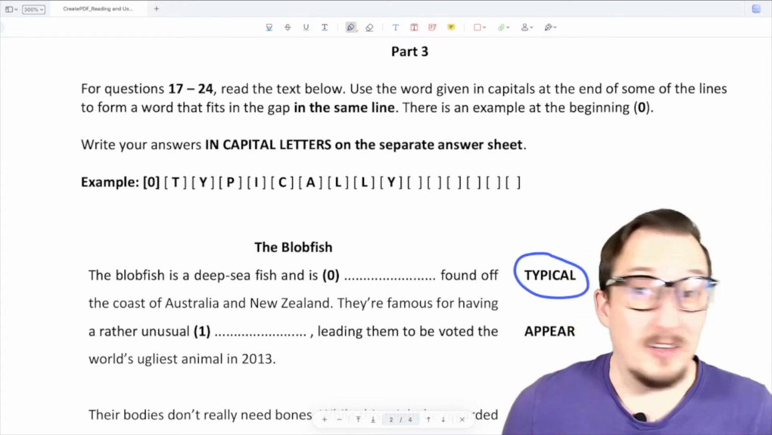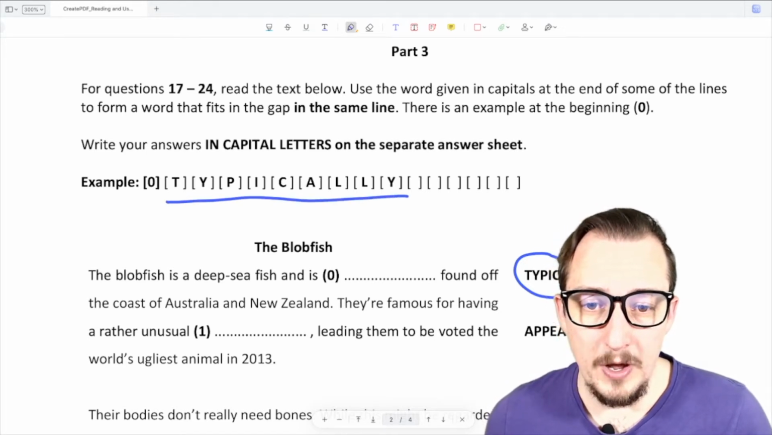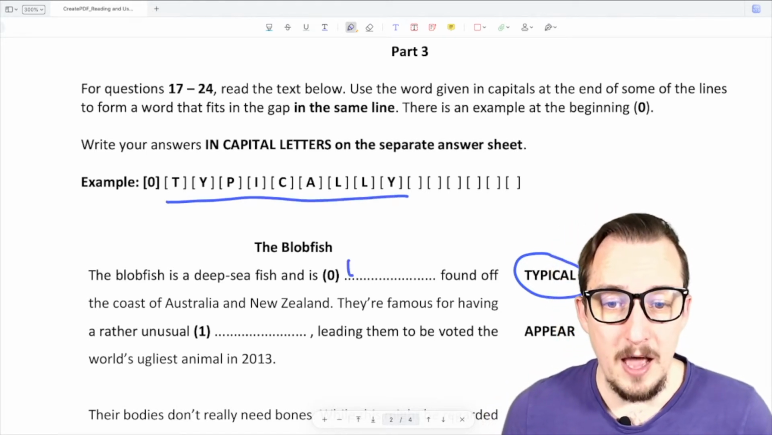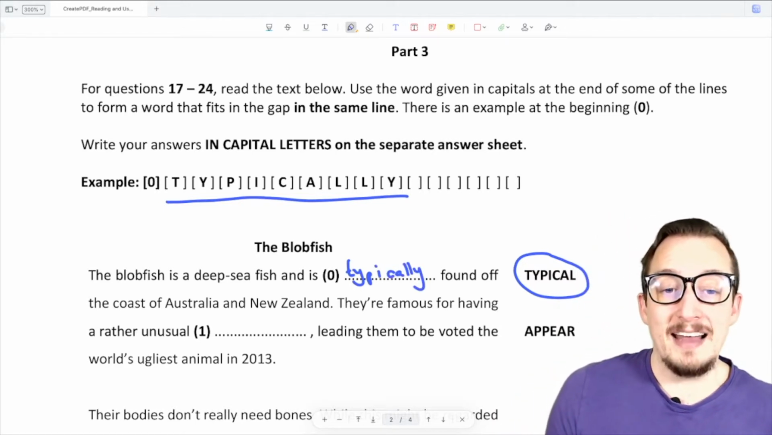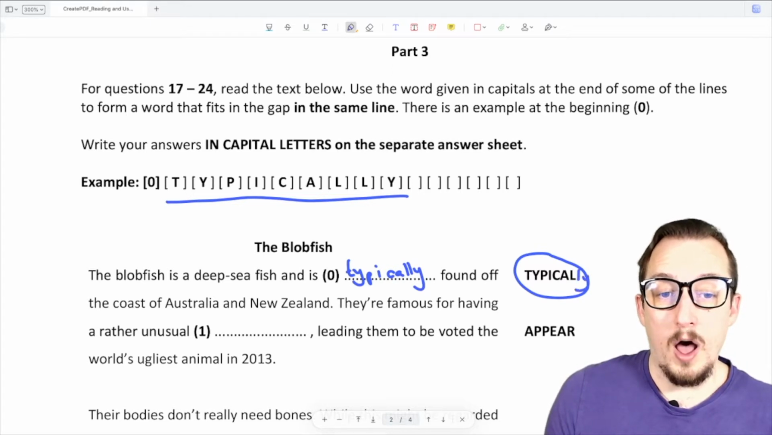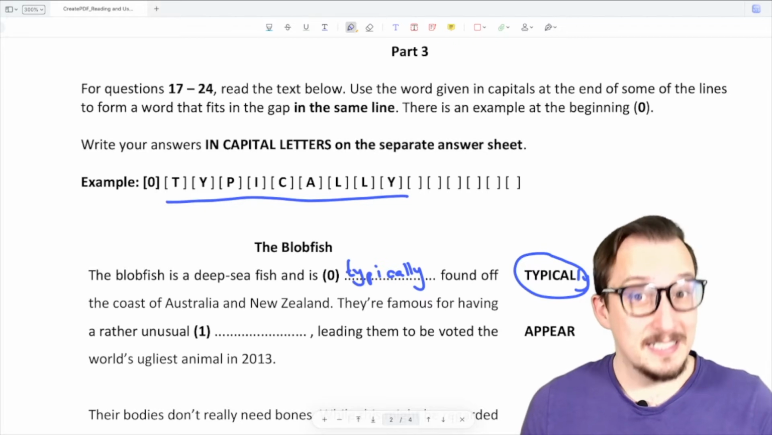And we actually have the answer because it's the example and it's just up here. It is the word typically. So the answer to this gap is typically. So what we've done there is we've added the suffix ly to the end of the word. And that's given us the answer typically.